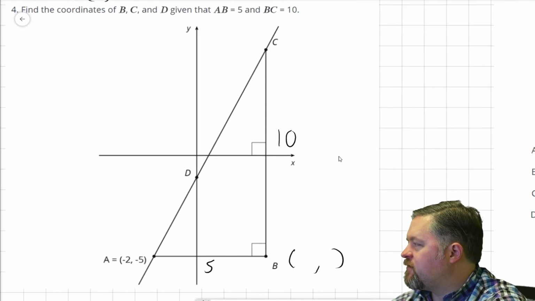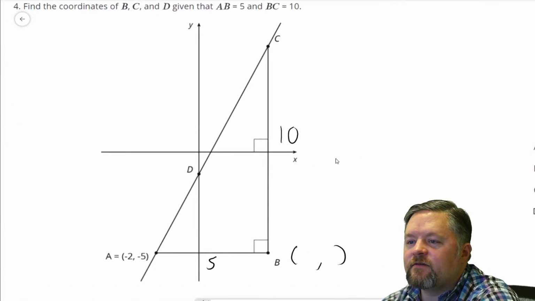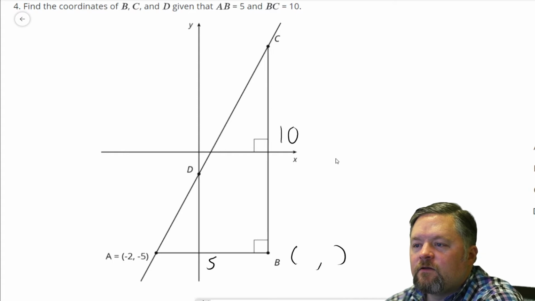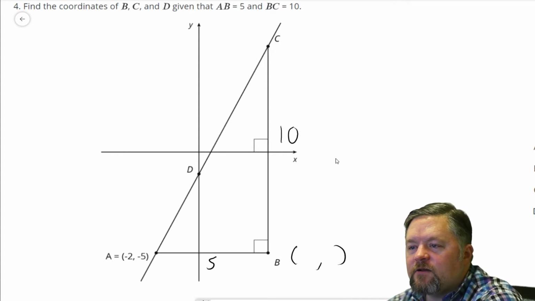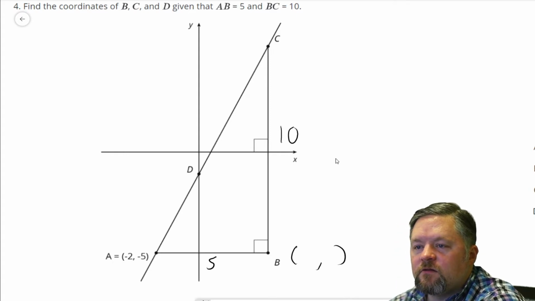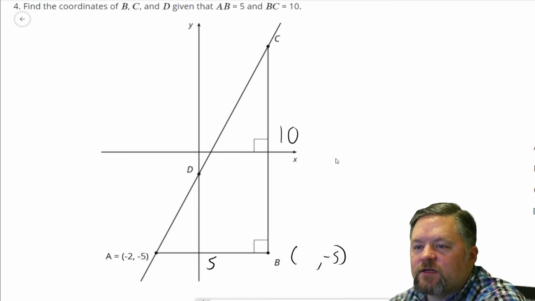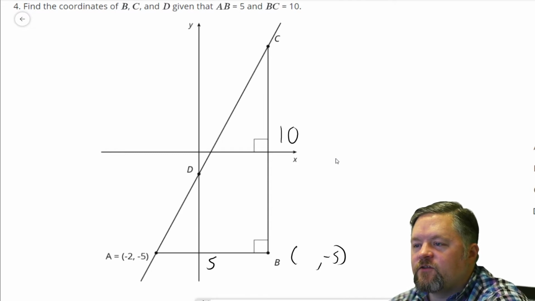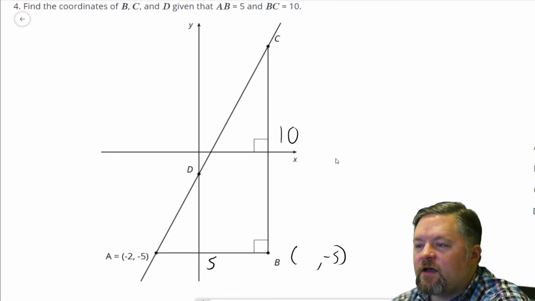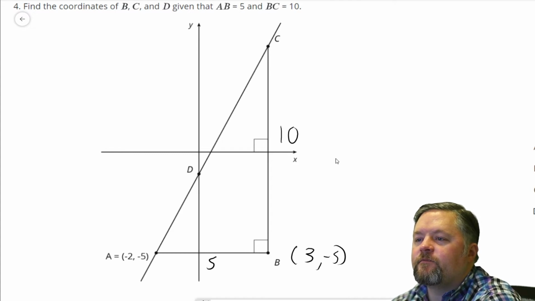let me move that a little bit so my face is less in the way. From here to here, we didn't go up or down at all, going from A to B, so the y value stayed the same. And our x value went to the right 5 units. What's 5 units to the right of an x value of negative 2? Well, negative 2 plus 5 is 3.